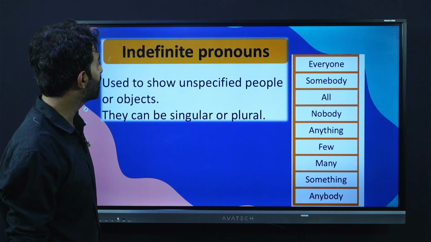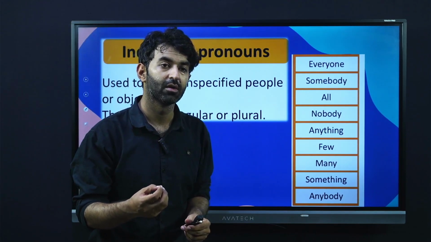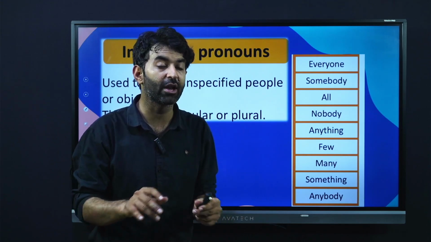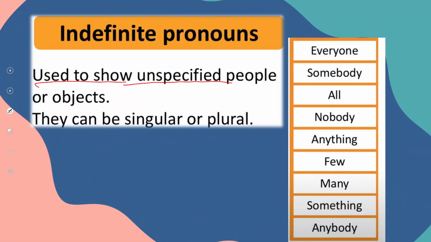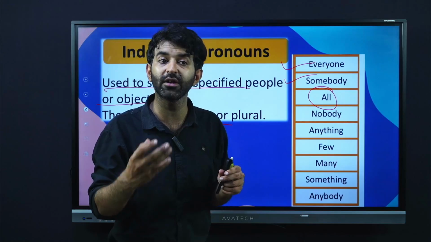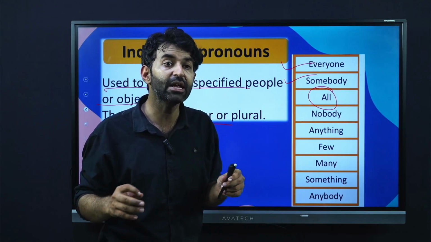You can easily remember. Now, indefinite means something that is not defined. You cannot clearly define something. Now, they are used to show unspecified people or objects. For example, they can be singular or plural. If I'm talking about everyone, somebody, all includes everyone, right? Everyone also includes every single person. All includes everything other than people also. Nobody, anything, few, many, something, they are. Because we are not sure about the quantity or the numbers, we call them indefinite pronouns.